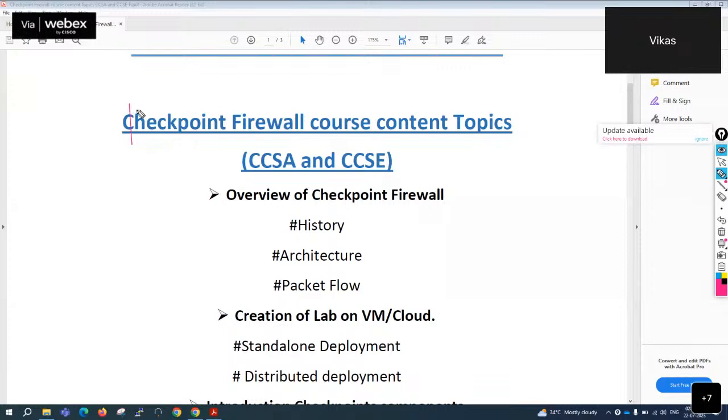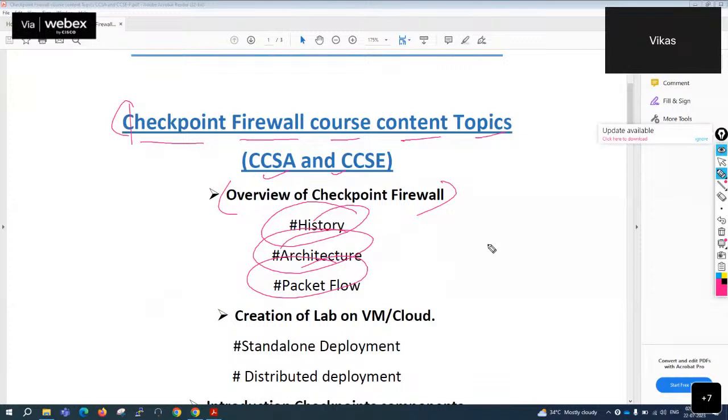This is the Checkpoint firewall course content and topics, and this is for CCSA and CCSE. First of all, we will have the overview of Checkpoint, in which I will cover the history, architecture, and the packet flow of it. Because whenever you are learning a new technology, these three or four parameters are very important for you to understand whenever you are jumping into a new technology.